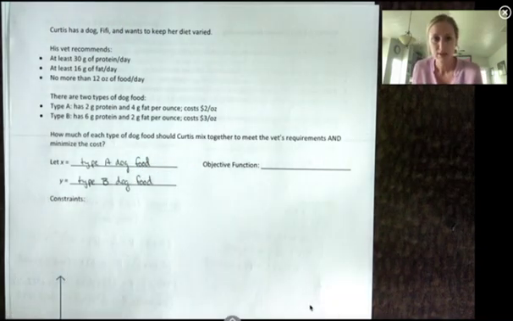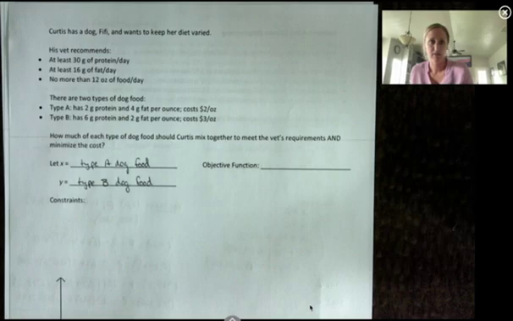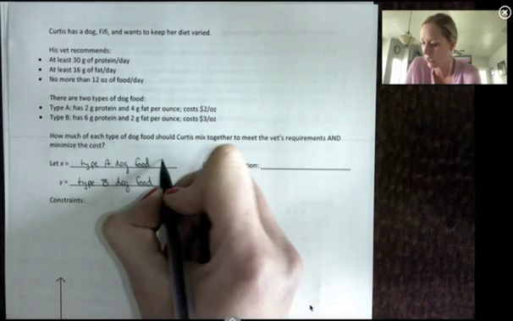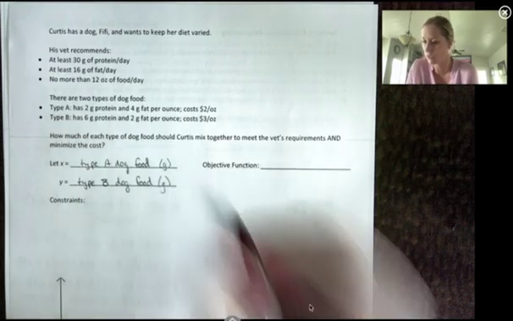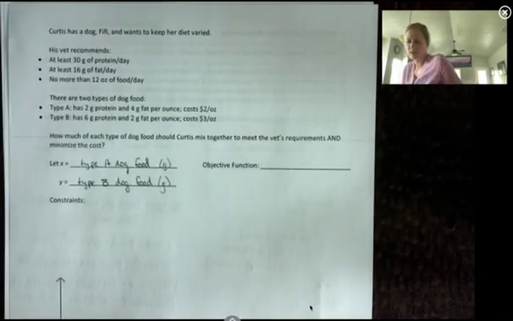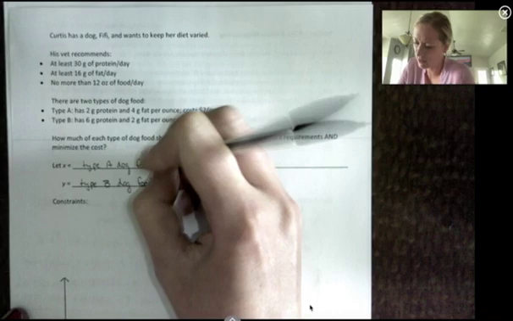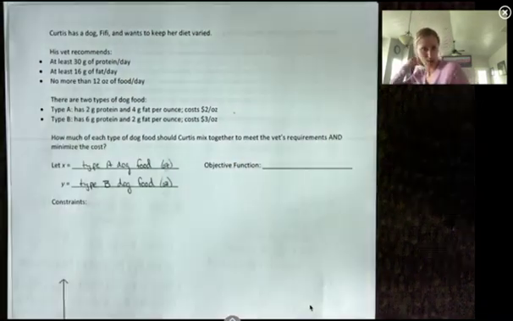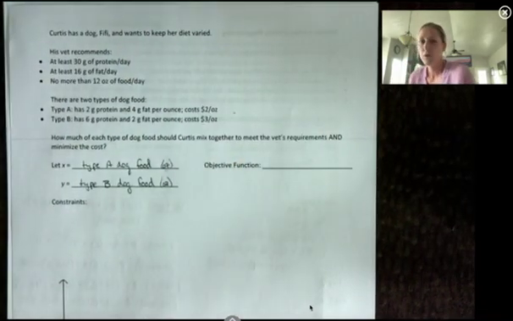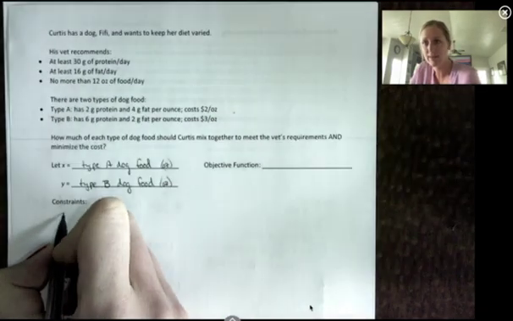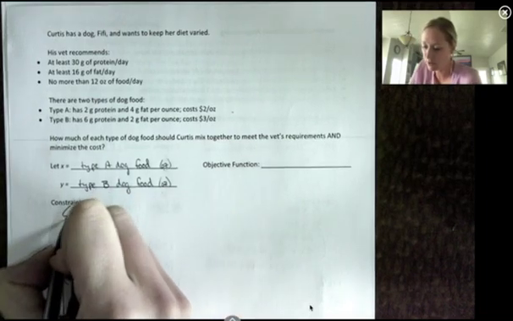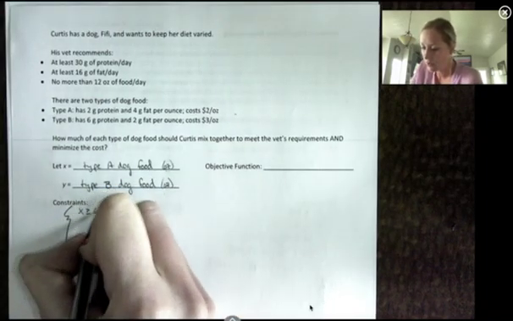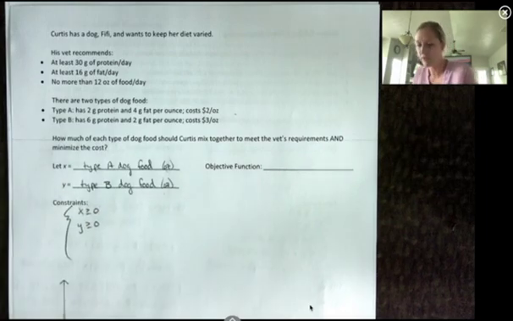Okay, so constraints. We're talking about types of dog food. How much, sorry, I should put maybe in grams because we're talking about amount, okay? Or actually, sorry, amount, not grams. We're not talking about weight. Let's do ounces. How many ounces, since everything is in terms of ounces? Okay, how many ounces of dog food? Okay, so here we need the constraints, and because we're talking about weight in ounces of dog food, again, we have the typical constraints must be greater than or equal to 0 for both types of dog food.